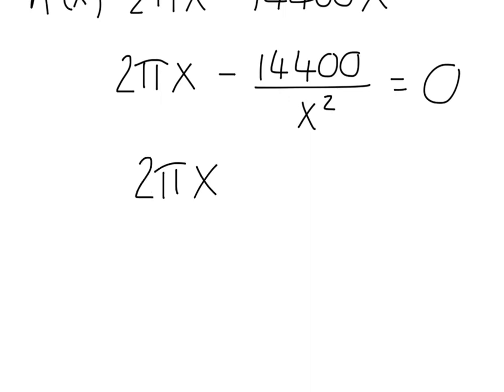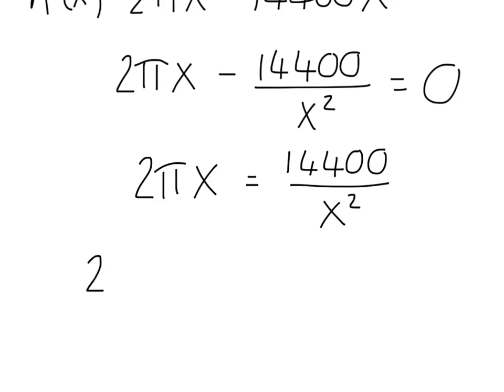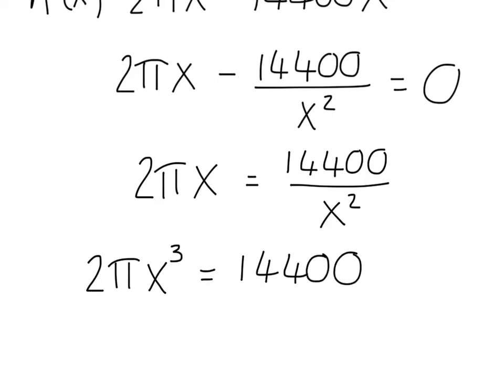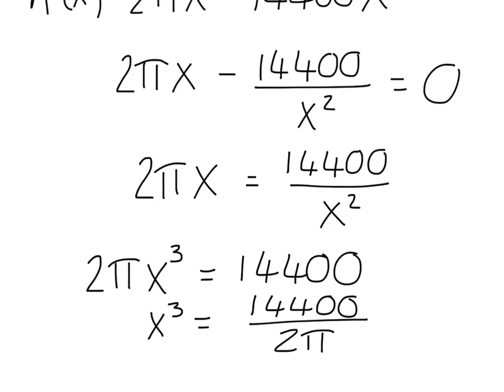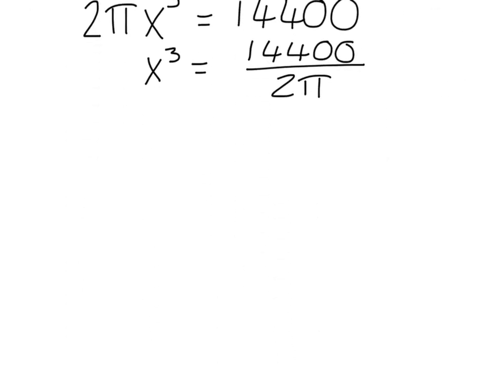So the first step to doing that is, first of all, by moving the fraction to the other side. That gives us 2πx equals 14,400 over x². To get rid of the fraction and bring all the x's onto the left hand side, we'll take x² over, which means it will multiply. That then gives us 2πx times x², which is 2πx³, and that equals 14,400. That means x³ will be equal to 14,400 divided by 2π, which means that x will be equal to the cube root of that.